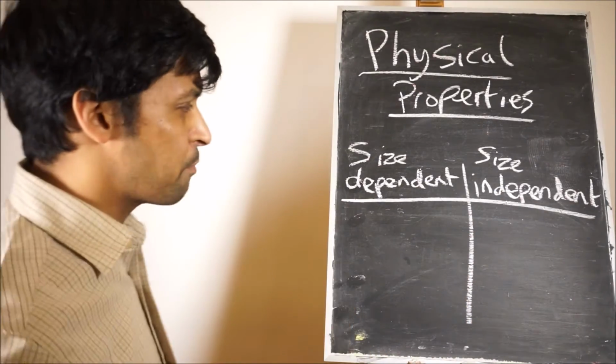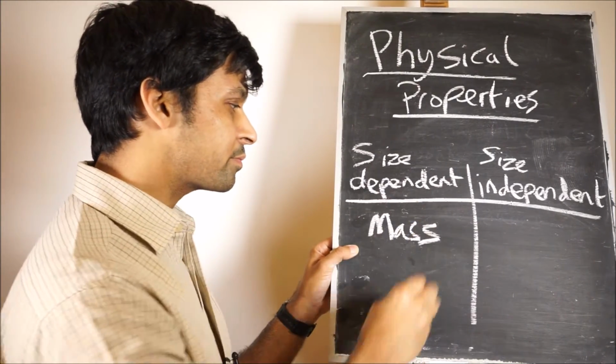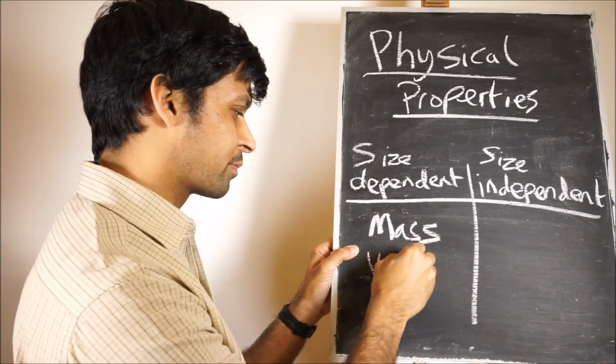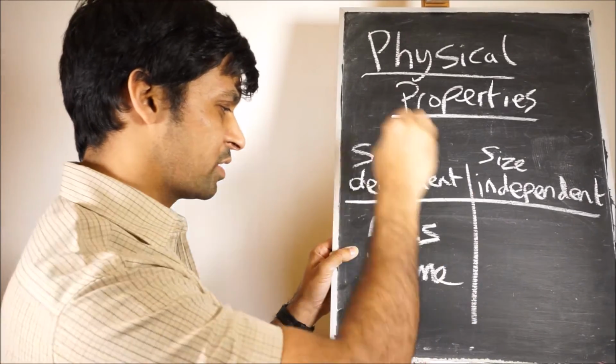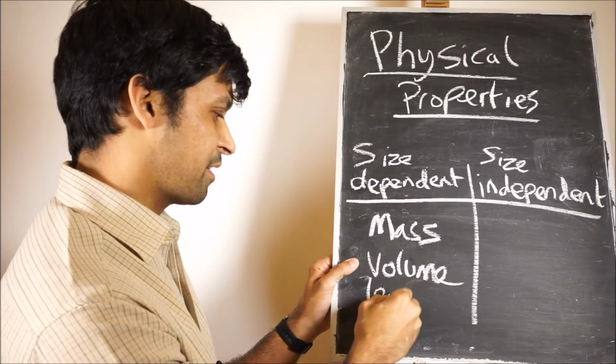So anyway, size dependent, we've got things like mass, volume, what else? Mass, volume, length.